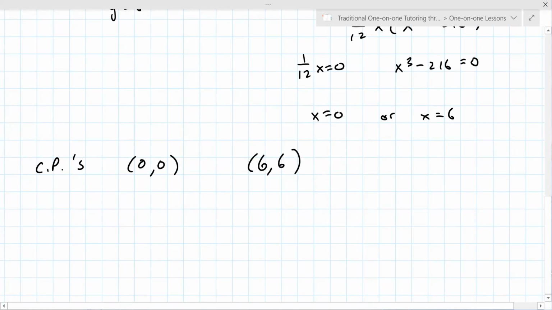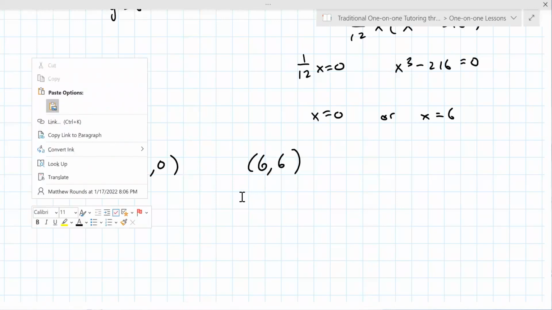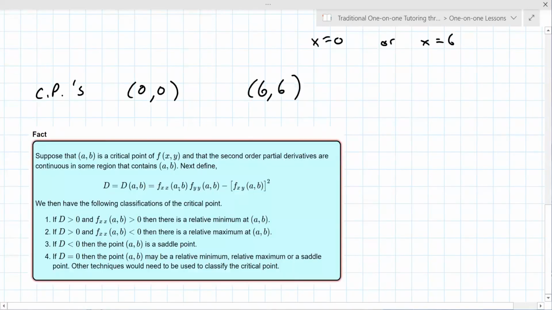Now the part that students don't like, I don't like it either, but this is what you have to know to be able to do the rest of this problem. Essentially, you have to be able to evaluate and get this value D. And this value D comes from the fxx, fyy, and fxy. That's why we needed them from the previous part of the problem. I'm going to show you how this works.